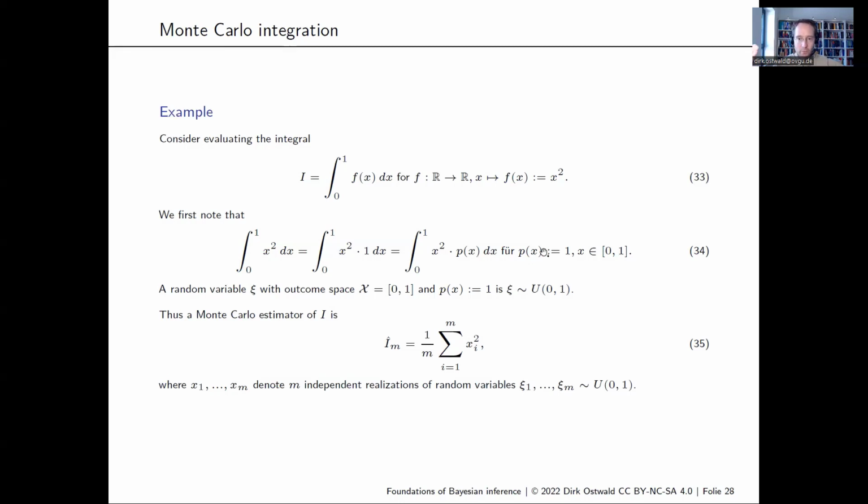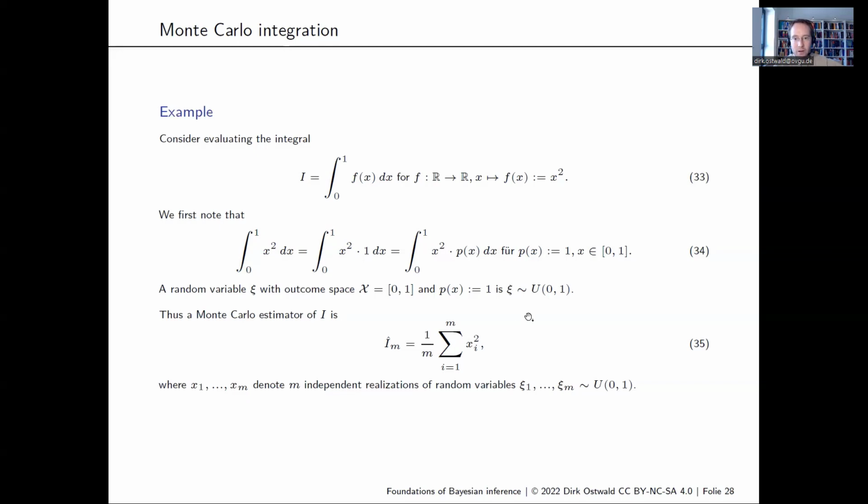The uniform wouldn't work if you're on the interval 0 to 2, because the value of the uniform density on 0 to 2 is not 1. That's 1/2, because of course the uniform density needs to integrate to 1 on its support set. But here this works, and now a random variable with this outcome space 0 to 1 and probability density of 1 is of course the uniform distribution on 0 to 1.